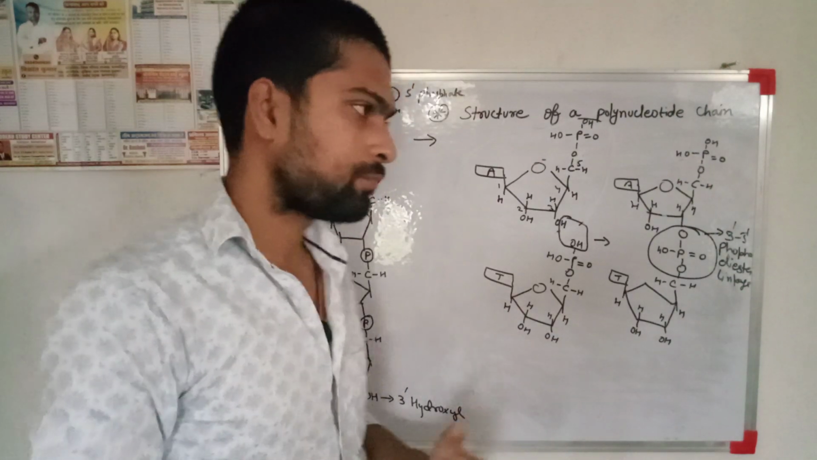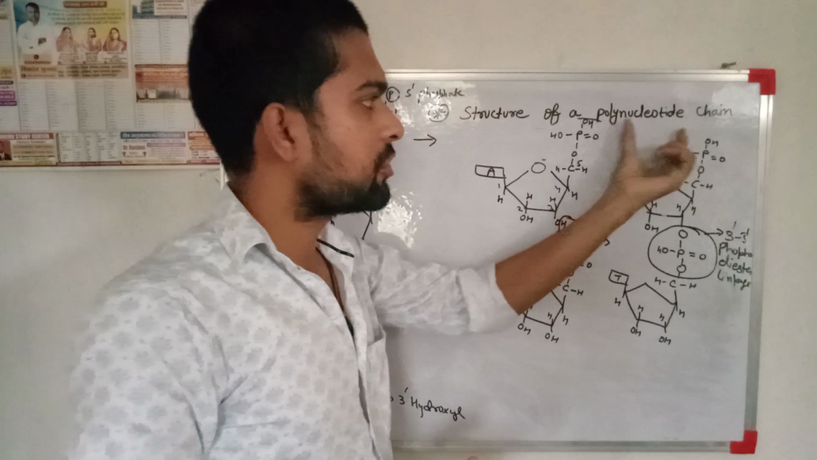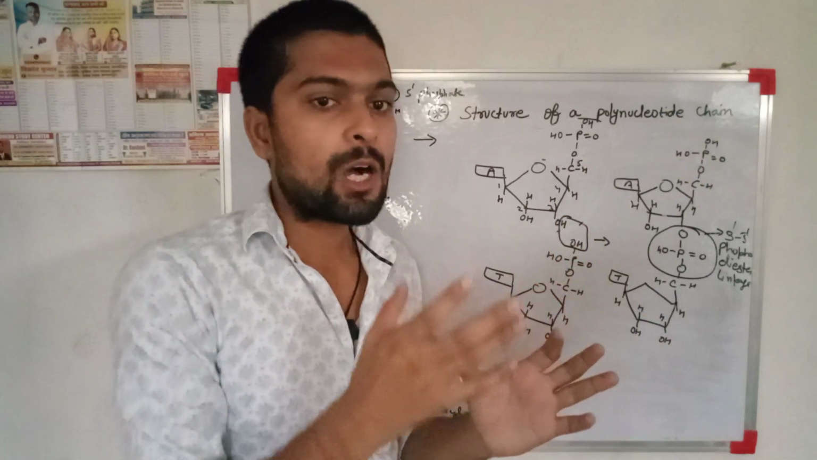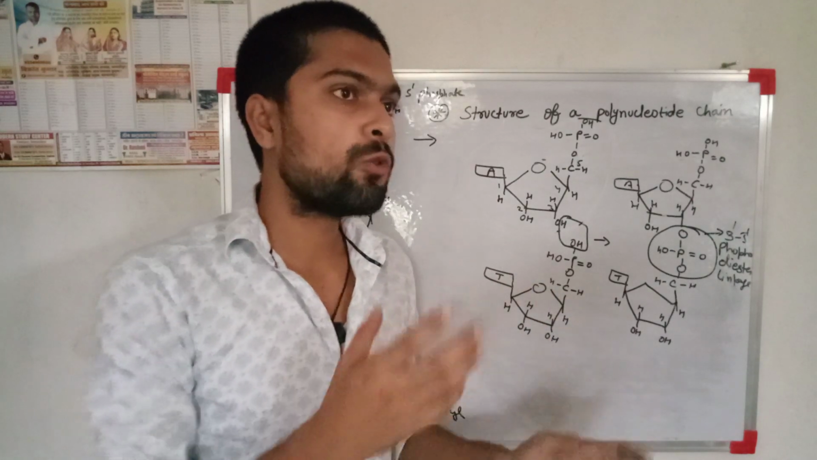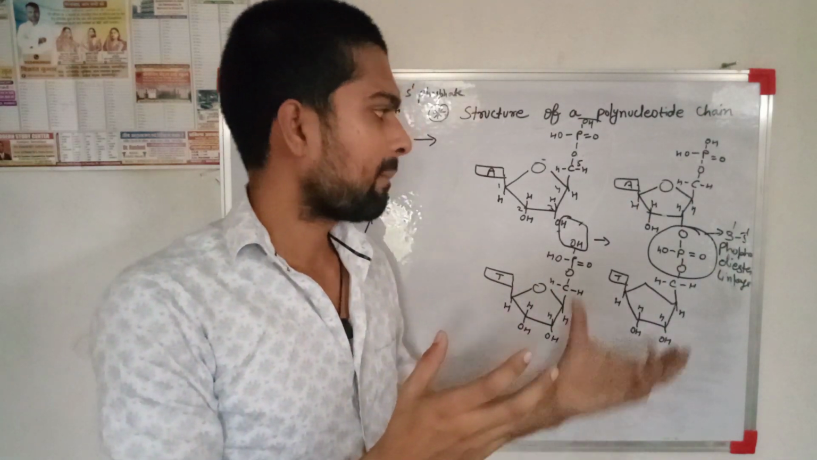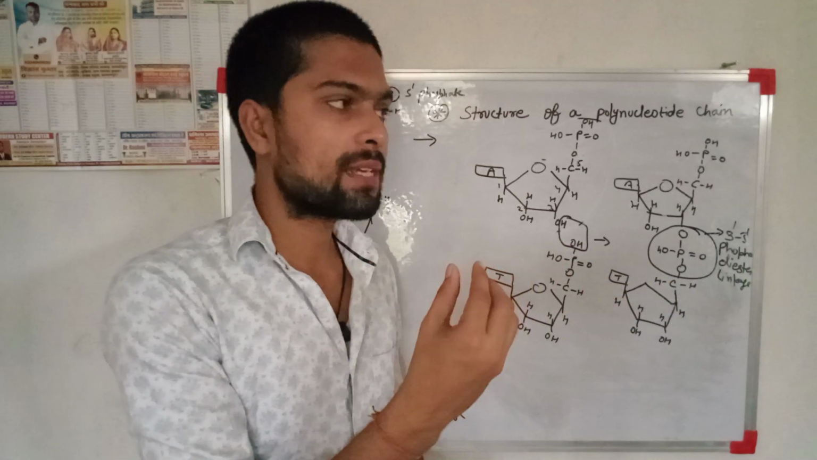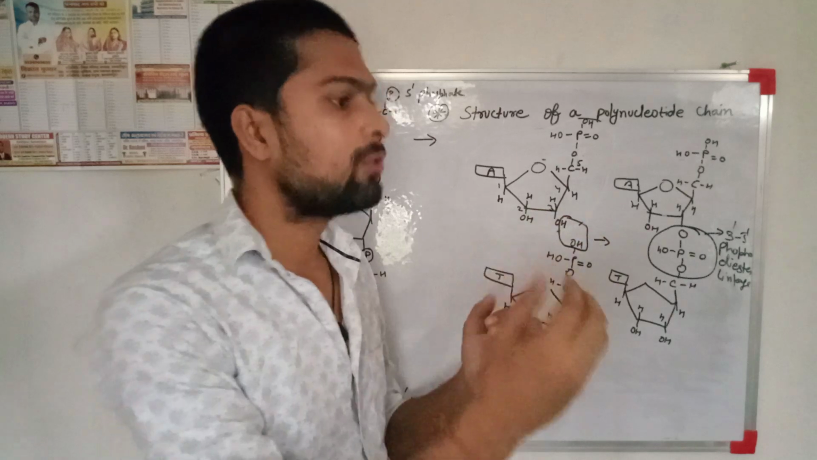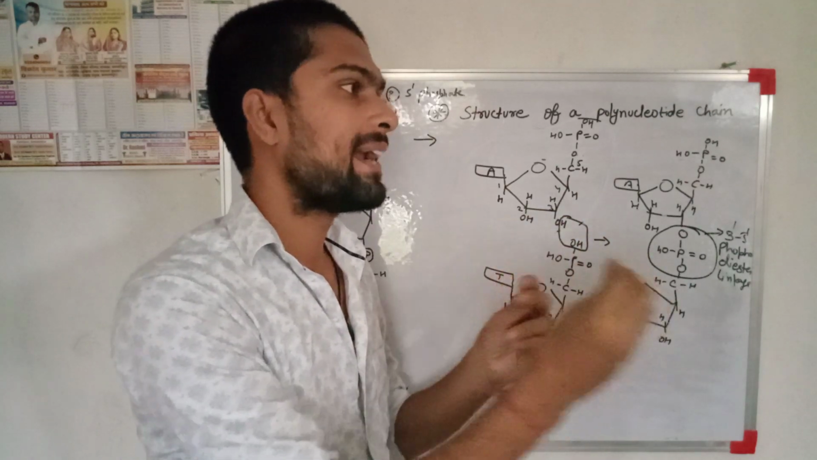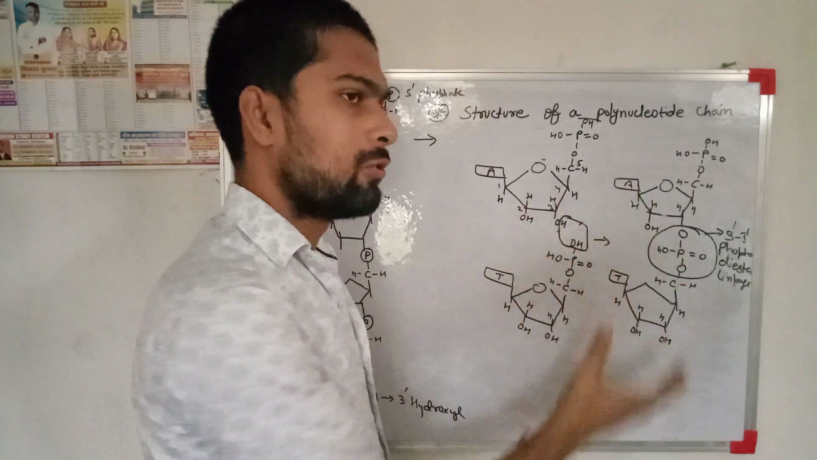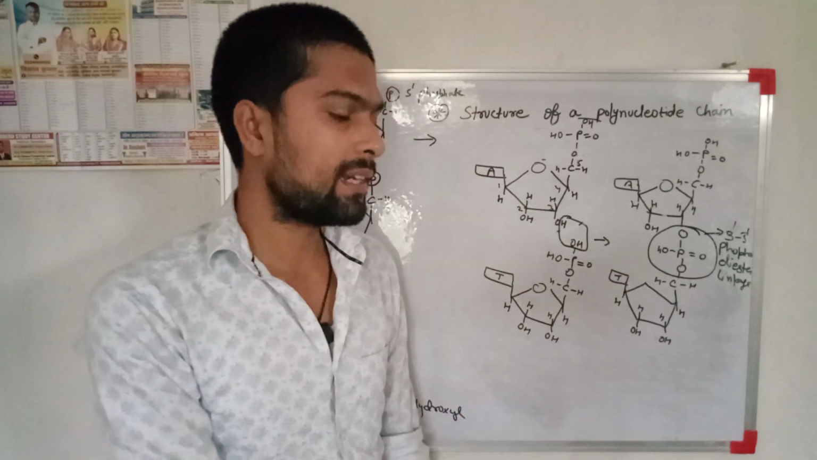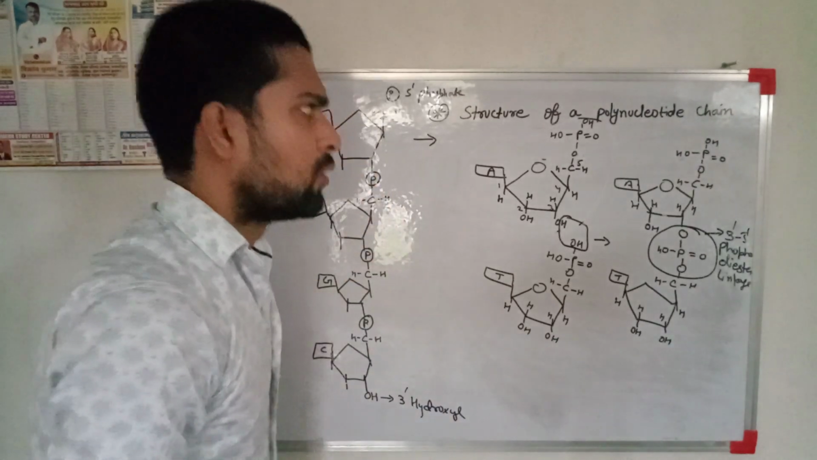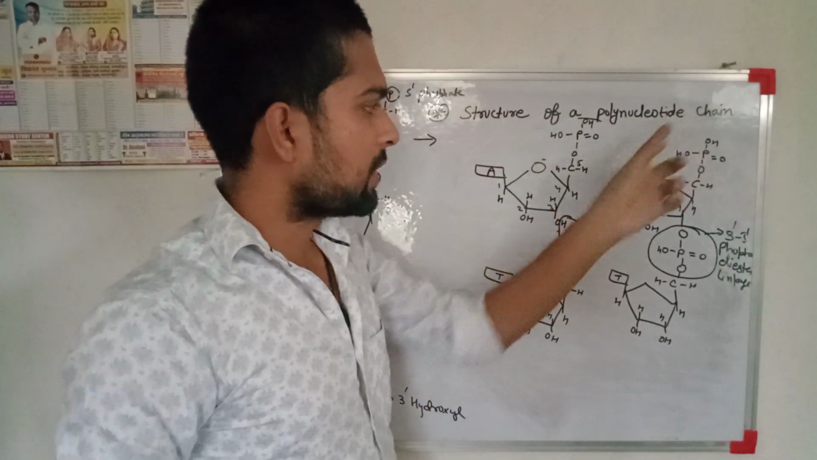So before studying the polynucleotide chain, we must understand what a nucleotide is and how a nucleotide forms. Then many nucleotides attach to each other to form a polynucleotide chain. We will study everything in detail in this lecture. Okay, so first of all we will learn the meaning of a polynucleotide chain.